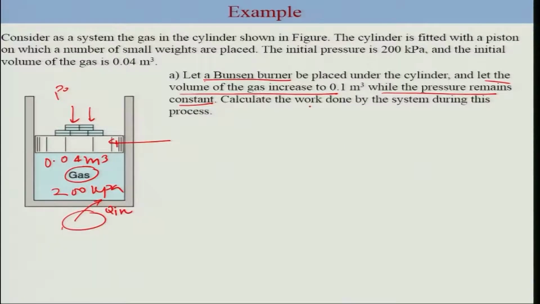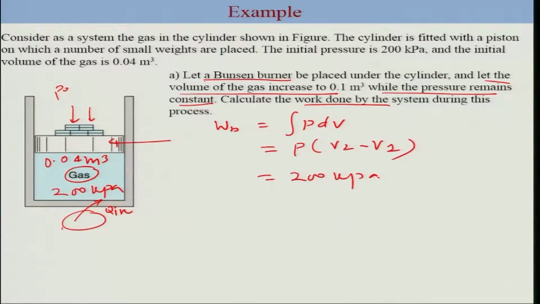So what we have to do is find out the work done by the system on the surroundings. So we are going to simply put W_B as simply the integral of PdV. Now in this particular case the pressure is constant, so this is going to be simply P (V2 minus V1), and the pressure we know is 200 kilopascal. The final volume is 0.1, minus the initial volume of 0.04 meter cube. This is going to be 12.0 kilojoules.